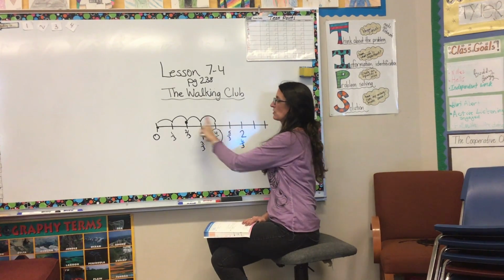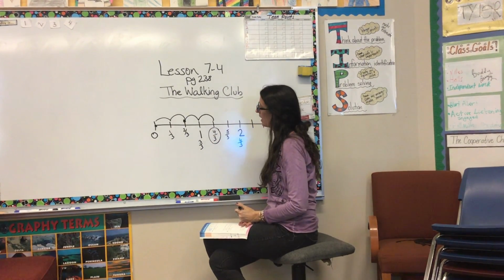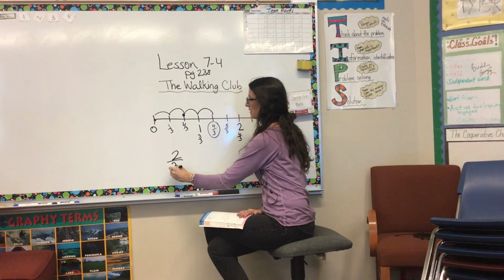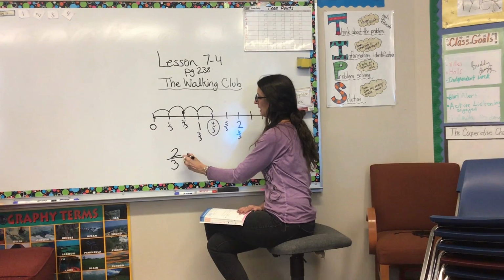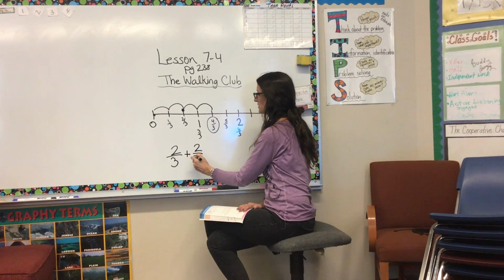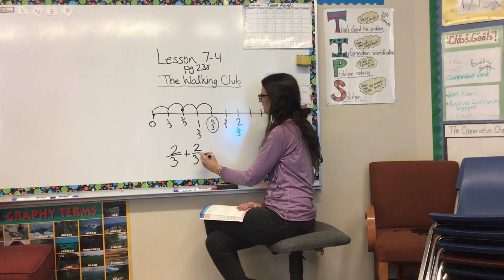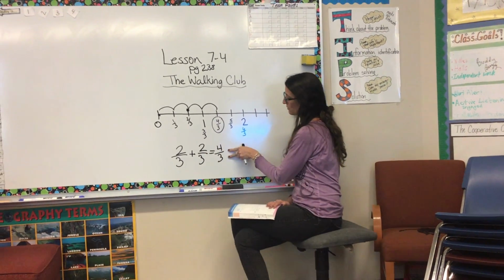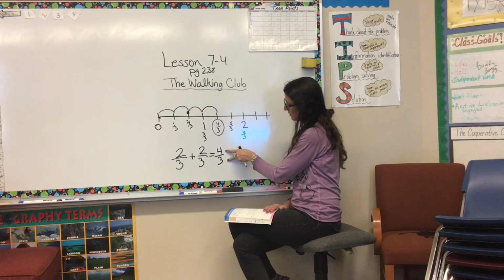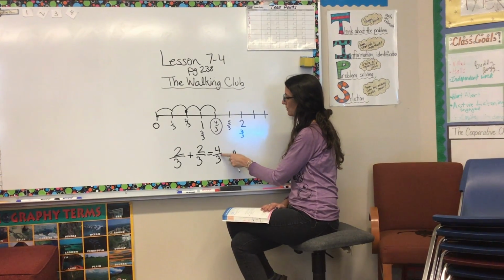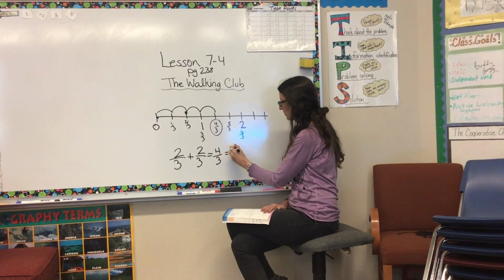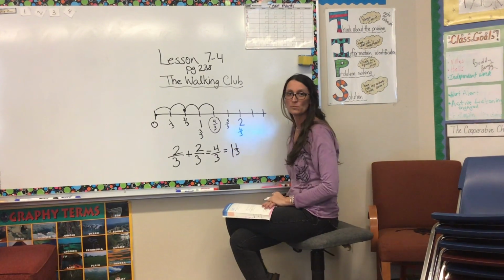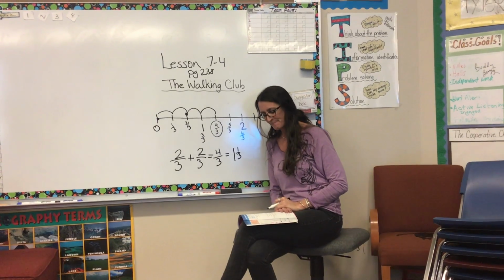So for a picture, you could draw a number line. You could also do 2/3 for the first meeting plus 2/3 for the second meeting is a total of 4/3. And you know that this is more than 1. So if I take that 1 whole away, which is 3/3, I have 1 whole and then 1 more third. So she walked 1 1/3 miles.